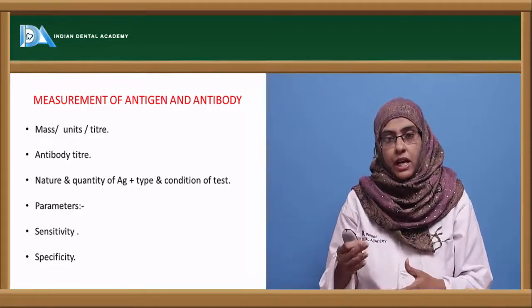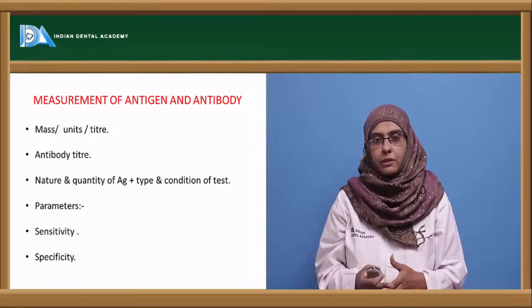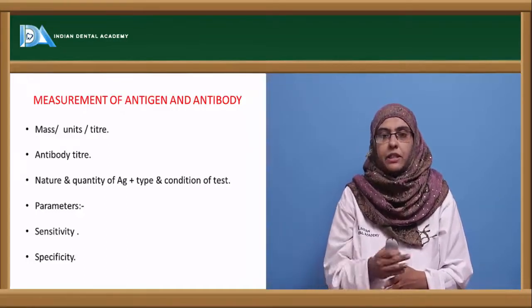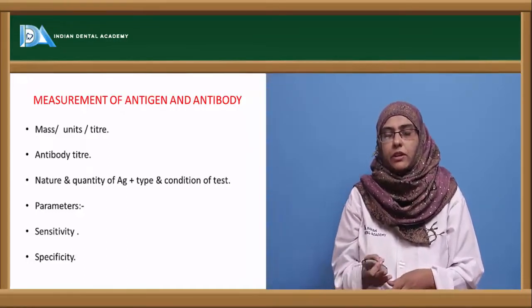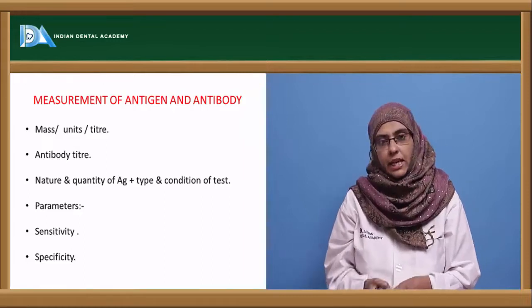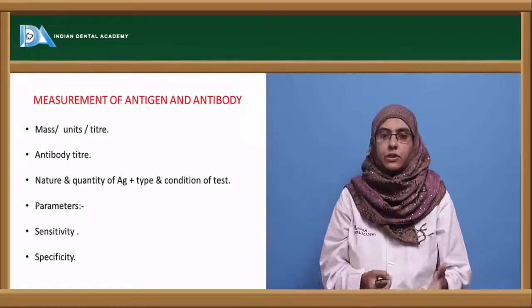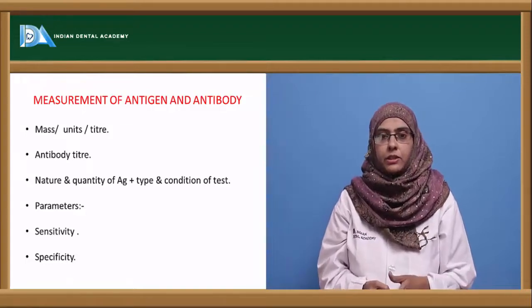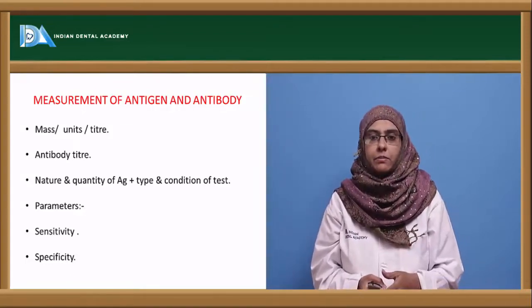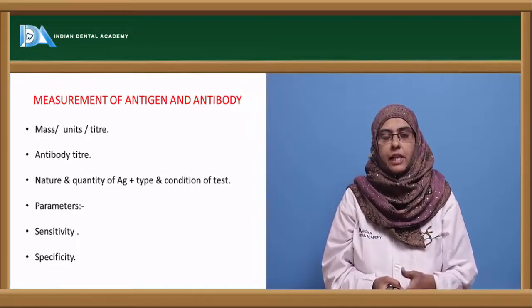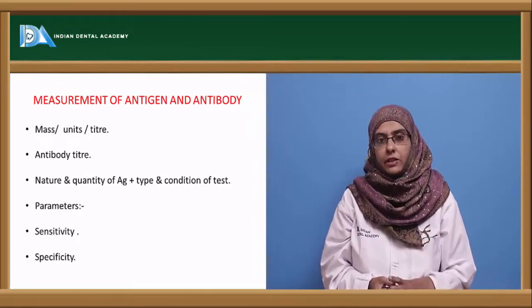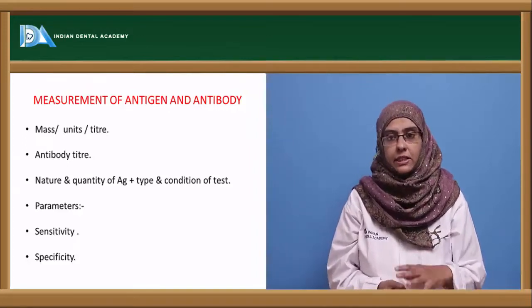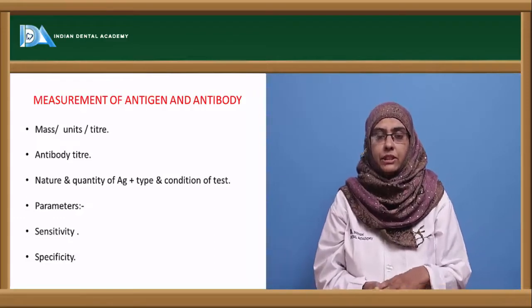As we know, antigen-antibody interaction is highly specific. It depends upon the nature and the quantity of the antigen that we are using and the type and condition of the test that is performed in vitro. And there are two parameters that are usually considered when we are using this antigen-antibody interaction in in vitro techniques. One is called the sensitivity test and the other is called the specificity test.